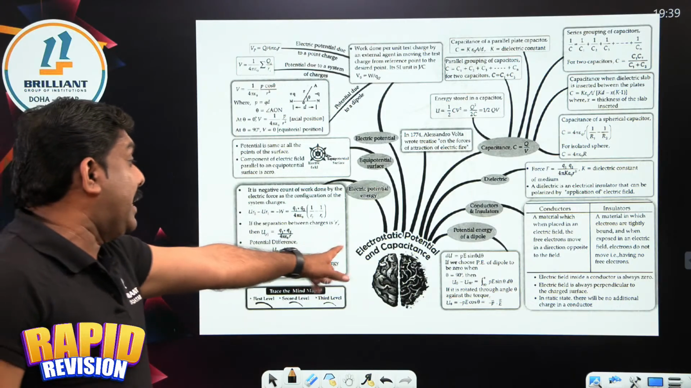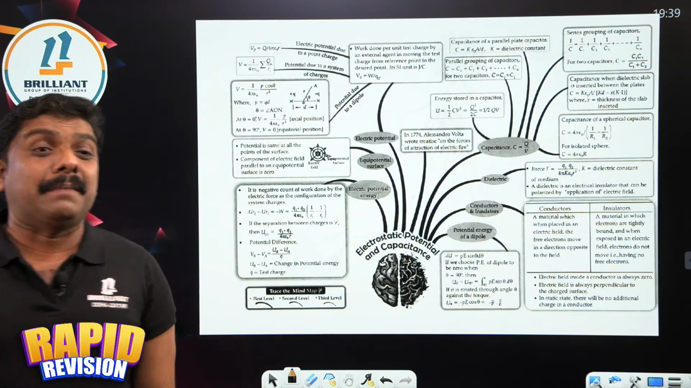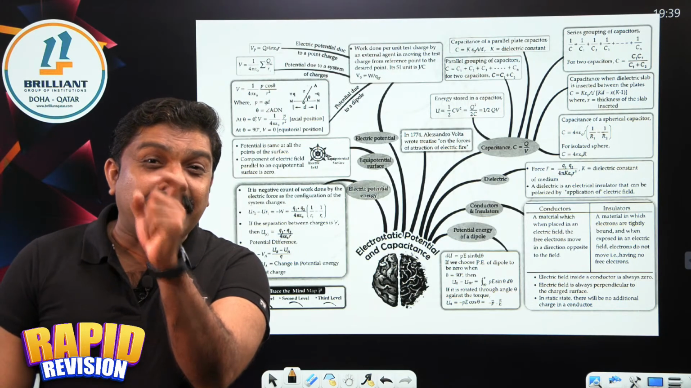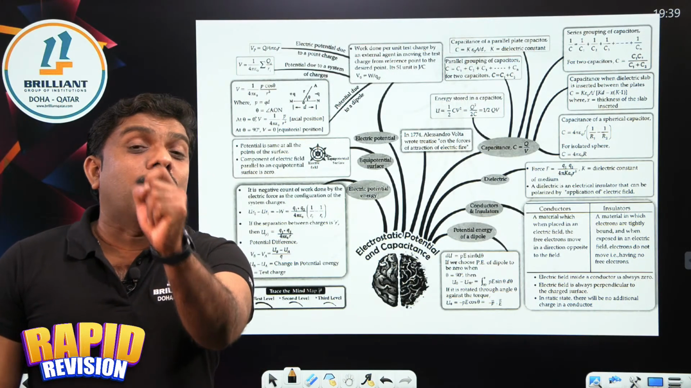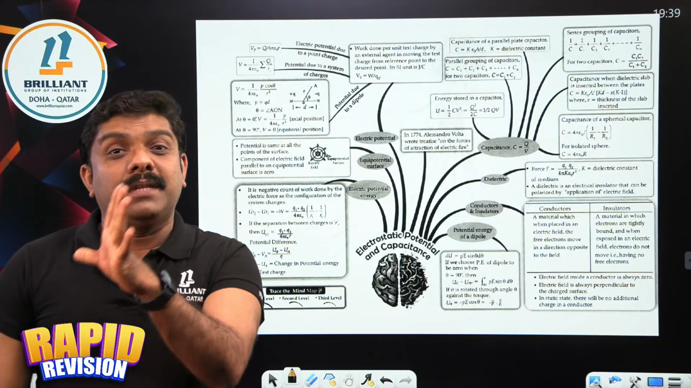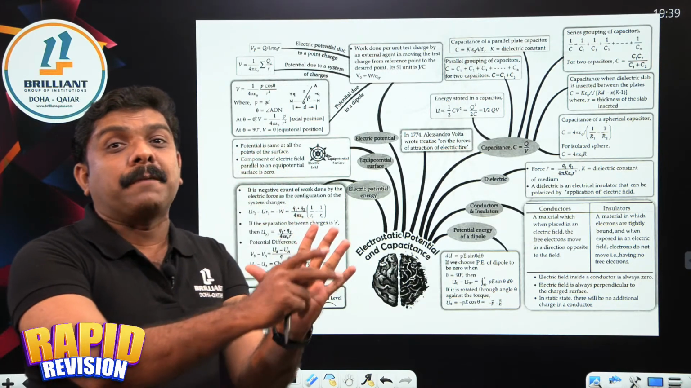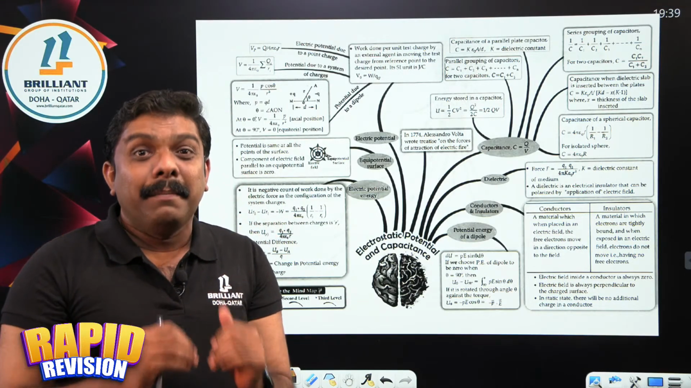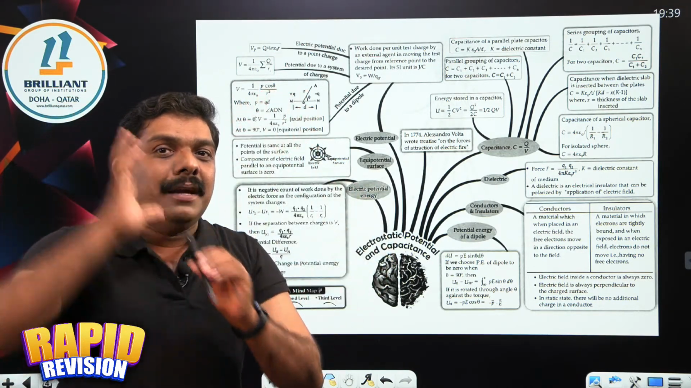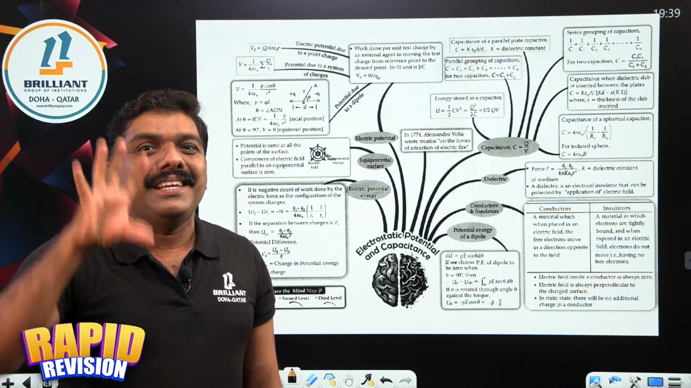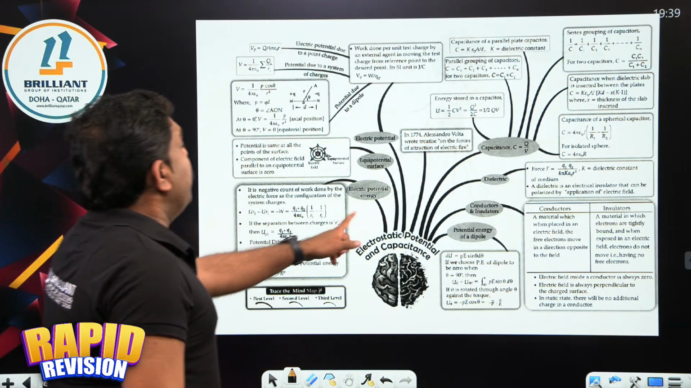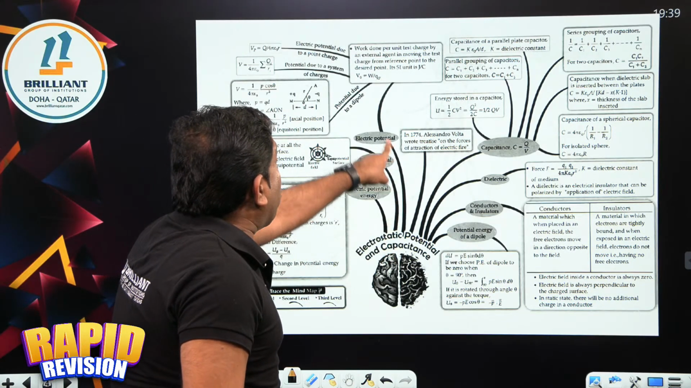Now we are going to the next chapter, electrostatic potential and capacitance. This is actually a tricky chapter. There are a lot of conceptual questions from this chapter. Compared to chapter 1, the number of derivations is less here, but conceptual ideas and brainstorming questions are important. So first of all, we are talking about electric potential.